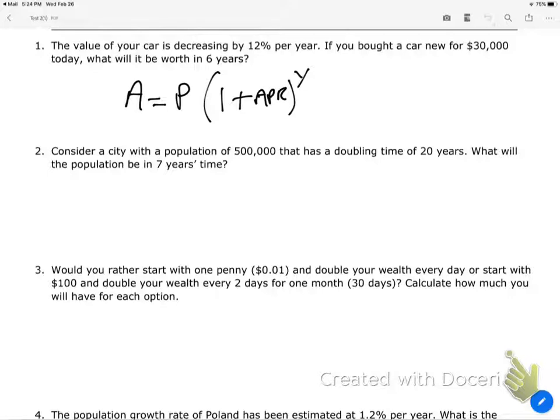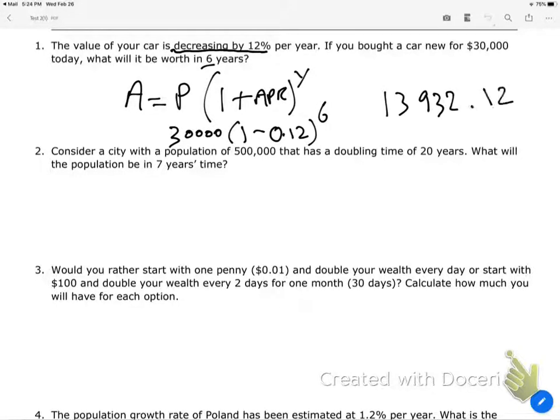So P is 30,000. 1 plus, now remember, we're decreasing here, so it's going down by 12%. So that actually should be, of course, minus there. So minus 12%, which is 0.12. And we're doing it for 6 years. Okay, so that needs to go in the calculator. Right, bear with me. Okay, so 0.88, that's 1 minus 0.12, to the power 6 equals times 30,000. We get, I think, remember this, we get 13,932 and 12 cents. Okay, right, let's look at the next one.